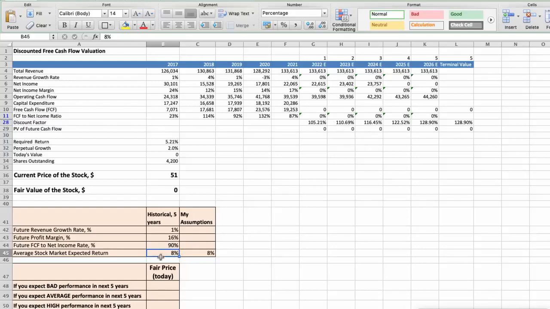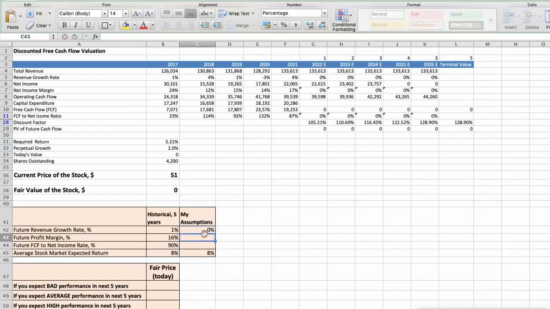And we expect 8% per year average stock market return. Now, let's consider 3 different scenarios for Verizon Company: bad, average, and good. First scenario. Verizon will have bad performance in next 5 years, and we will use the following parameters in our calculation. Future revenue growth rate would be a low, 0%.